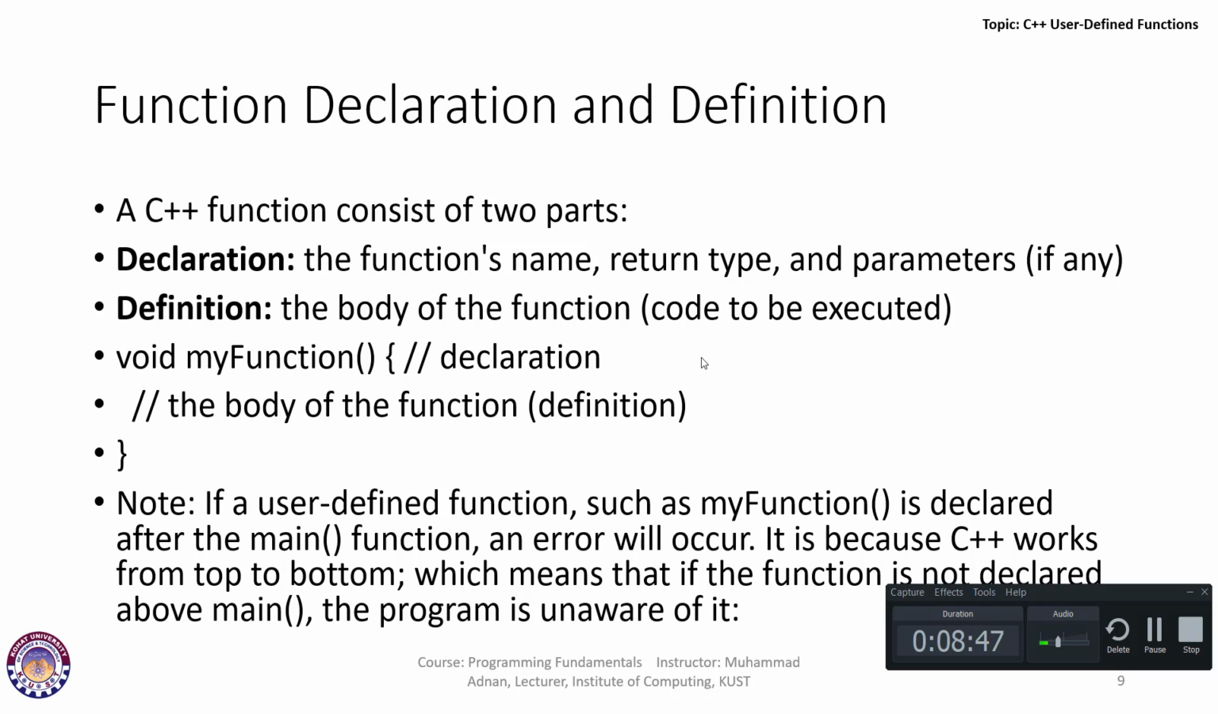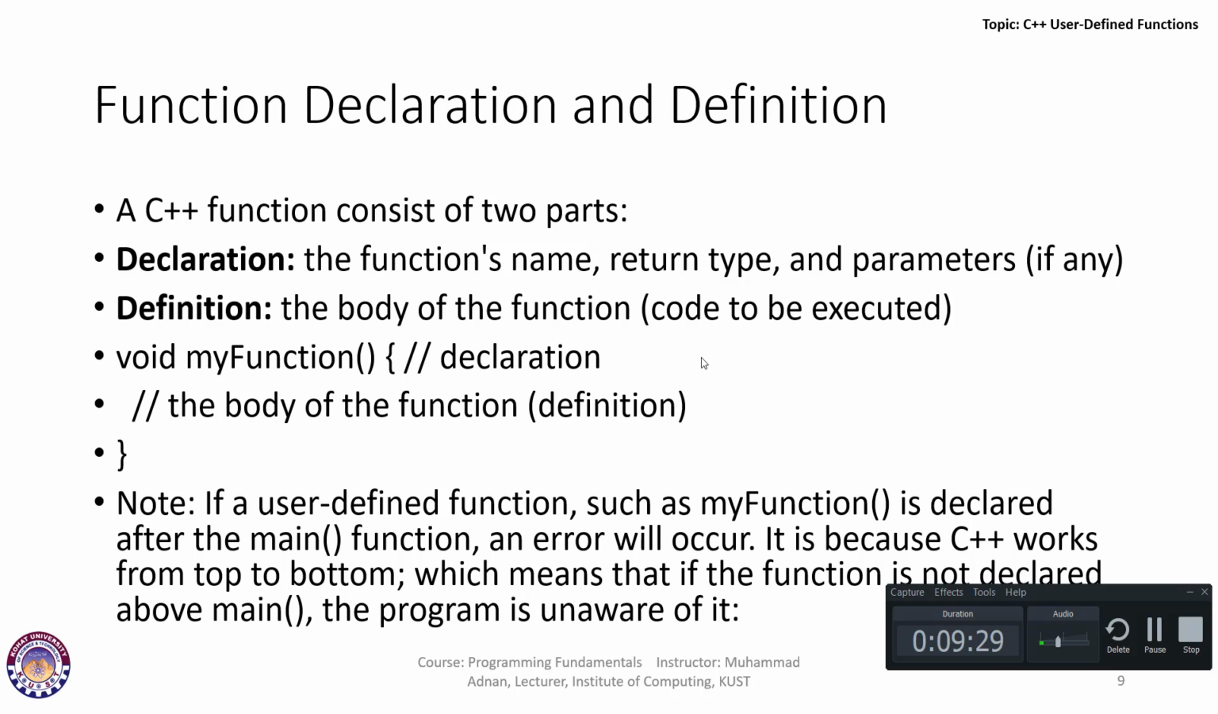Now we are going to discuss function declaration and function definition. A C++ function, especially a C++ user-defined function, consists of two parts. The first one is the function declaration: the function's name, return type, and the parameters if any. So a function declaration only has the function's name, the return type, and parameters if any. You notice that in the function declaration we do not write the body of the function. Whereas in the function definition, the body of the function, the code to be executed, is included. This is the difference.